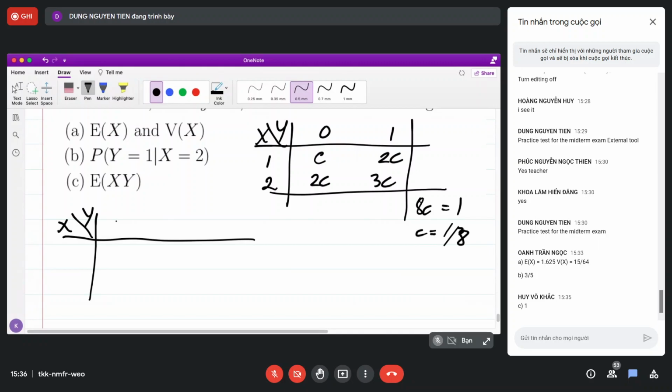Okay. If you want to find the variance of x, you need to find the second moment, which is 1 square times 3 over 8 plus 2 square times 5 over 8. And then you get 23 over 8. Okay.